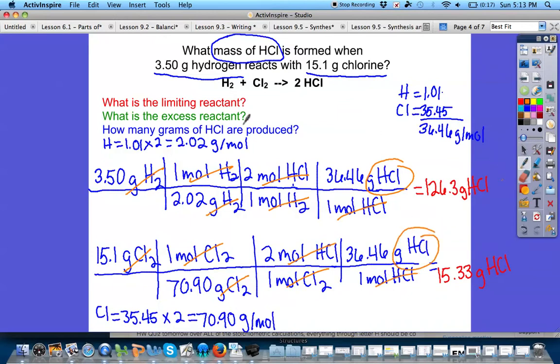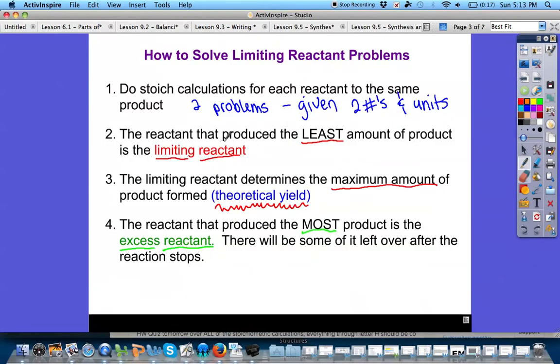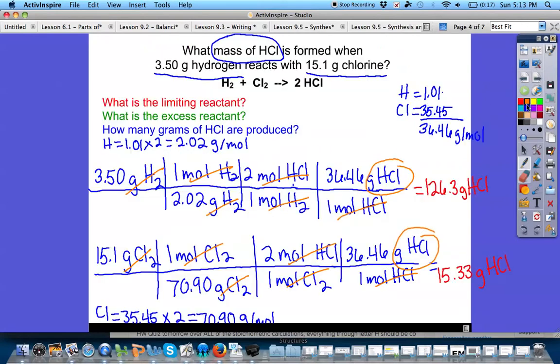Okay, so now we can answer these questions. What is the limiting reactant? Well, if you remember, we said that the limiting reactant is the reactant that produced the least amount of product. So if we take a look here, that is our chlorine. So chlorine is the limiting reactant, so that means that hydrogen has to be the excess reactant.